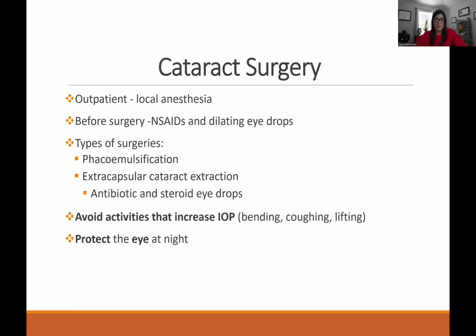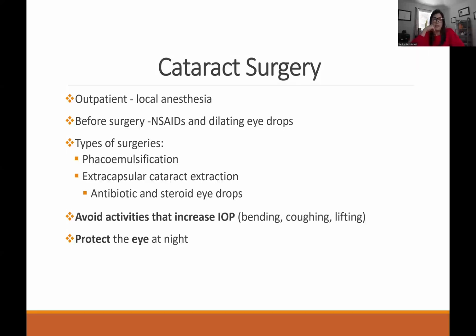Now, cataract surgery is outpatient, with local anesthetic. They give you a little bit of drops to dilate your pupils and some NSAIDs prior to surgery. And then they basically remove the lens, either by shattering the glass and sucking it out, or just removing the glass, and just replacing it. After the surgery, they give you antibiotics and steroids to heal the cornea.